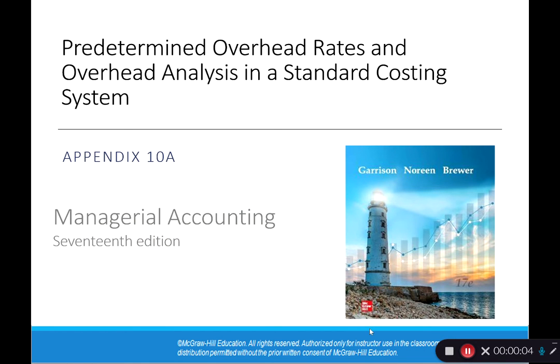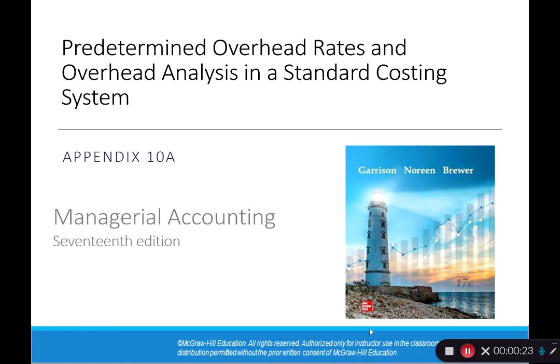Welcome to the appendix of Chapter 10. As we discussed in our standard cost variance lectures, the product costs are made up of direct materials, direct labor, variable overhead, and fixed overhead. And we went over how to calculate the price and quantity variances for the variable components of product costs.